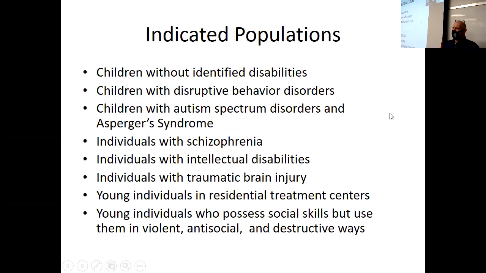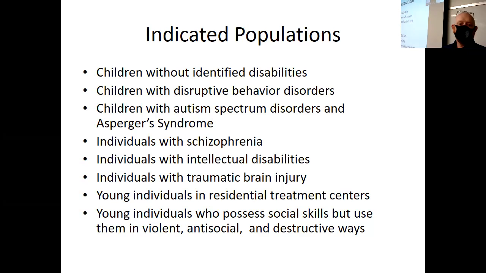So, who are the people that we will probably be working with, or could potentially be working with, that have trouble with some of these social skills and social issues? Children without identified disabilities, maybe hyperactive children. They may have disabilities, but they just haven't been identified. You have children with disruptive behavior disorders.